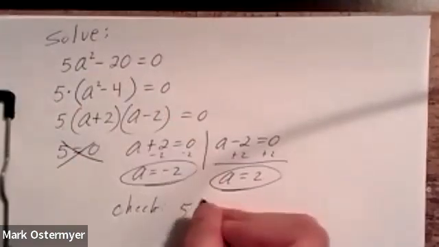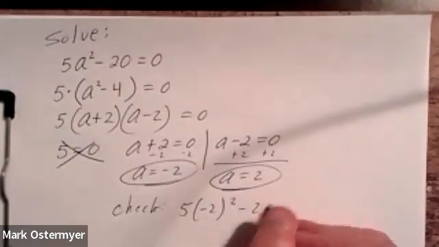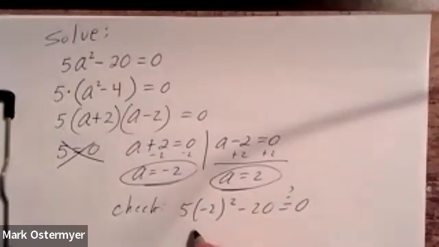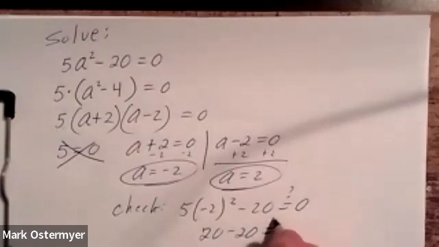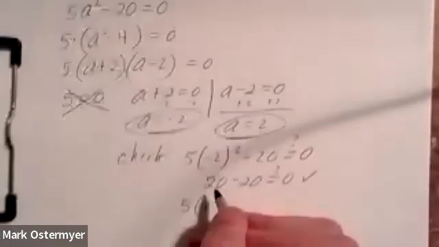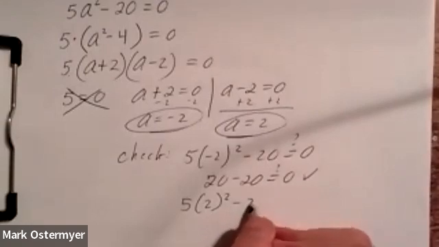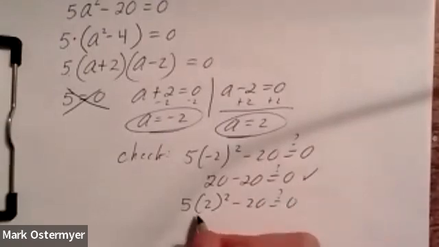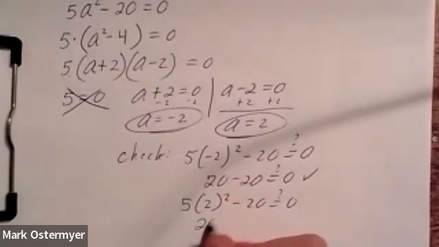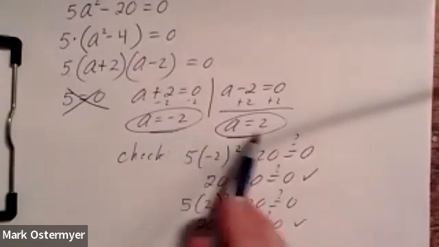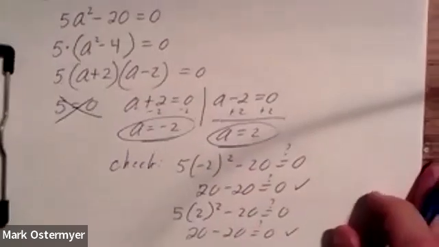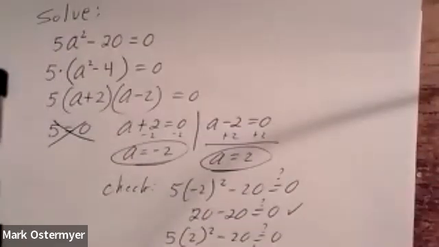If you put -2 back in for A, does it work? 5 times 4 is 20. Is 20 minus 20 equal to 0? That checks out. Put 2 back in for A. Does 2 check out? This is 4. 4 times 5 is 20. Is 20 minus 20 equal to 0? It checks out. Two solutions are -2 and 2. There you go. Make sense?